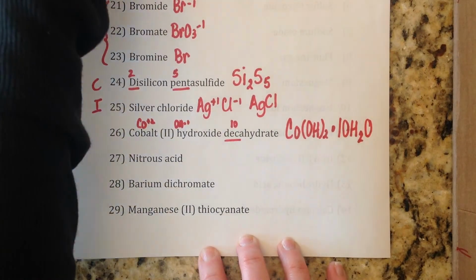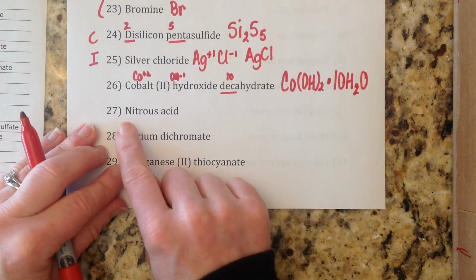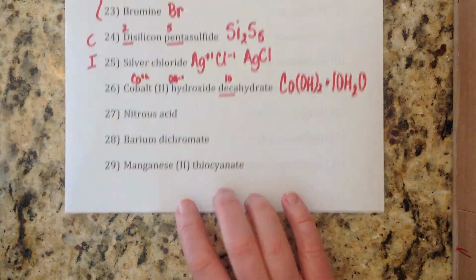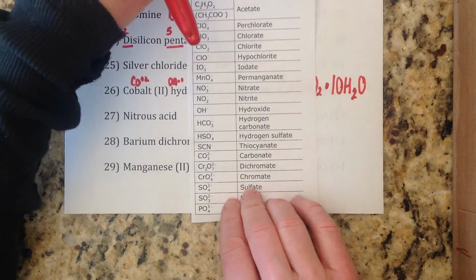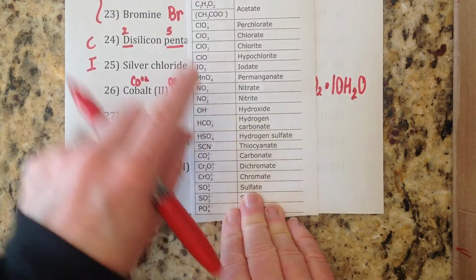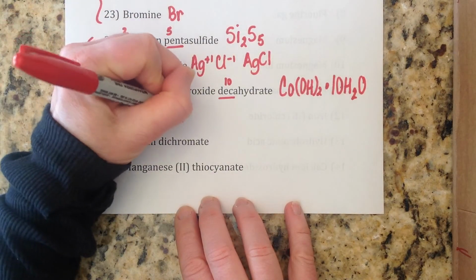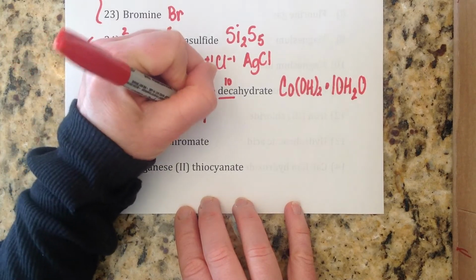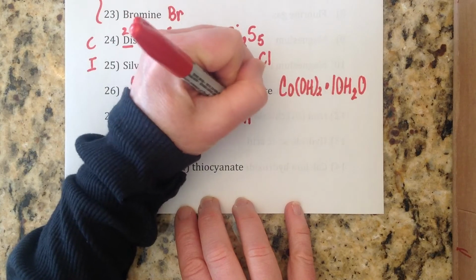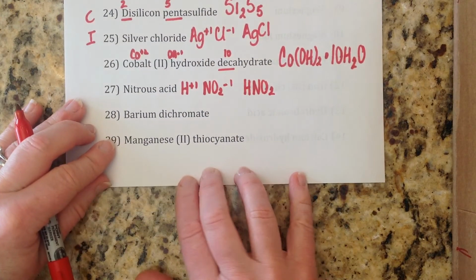Nitrous acid. So I know that ous comes from ite. I know there's no hydro in the front, so that tells me this probably came from a polyatomic ion. And the polyatomic ion nitrite is NO2 minus 1. Ite turned into ous. So I'm going to crisscross hydronium with NO2 minus 1. The ones cancel, HNO2. And we are almost done. We only have 2 more to go.